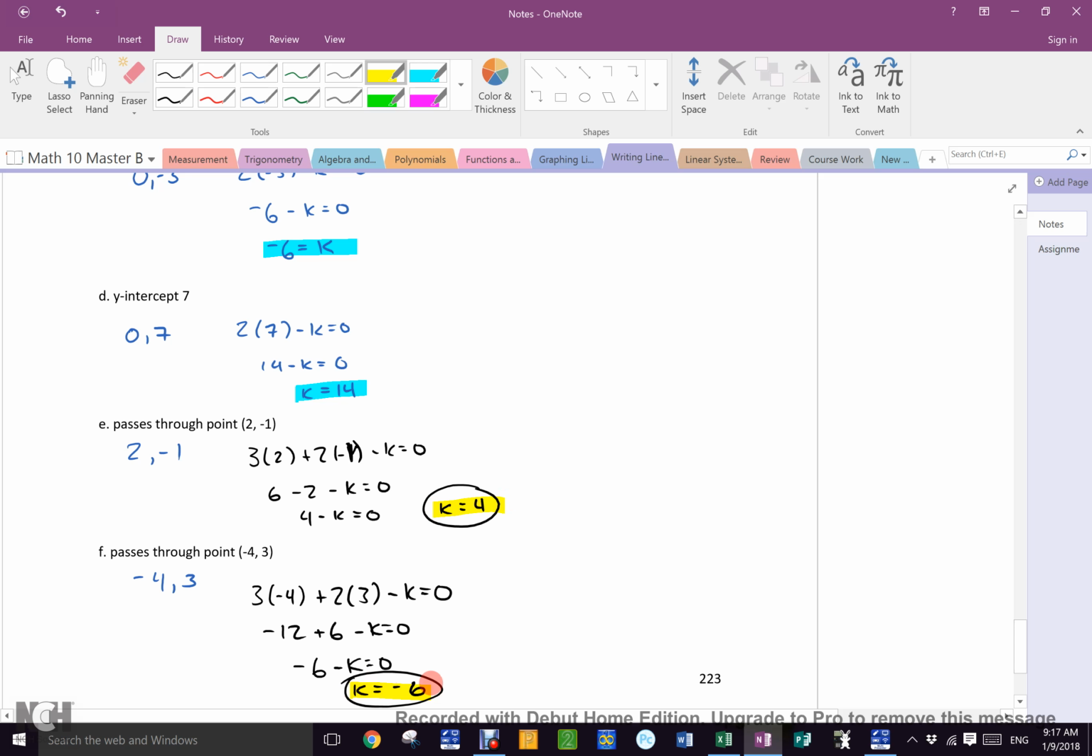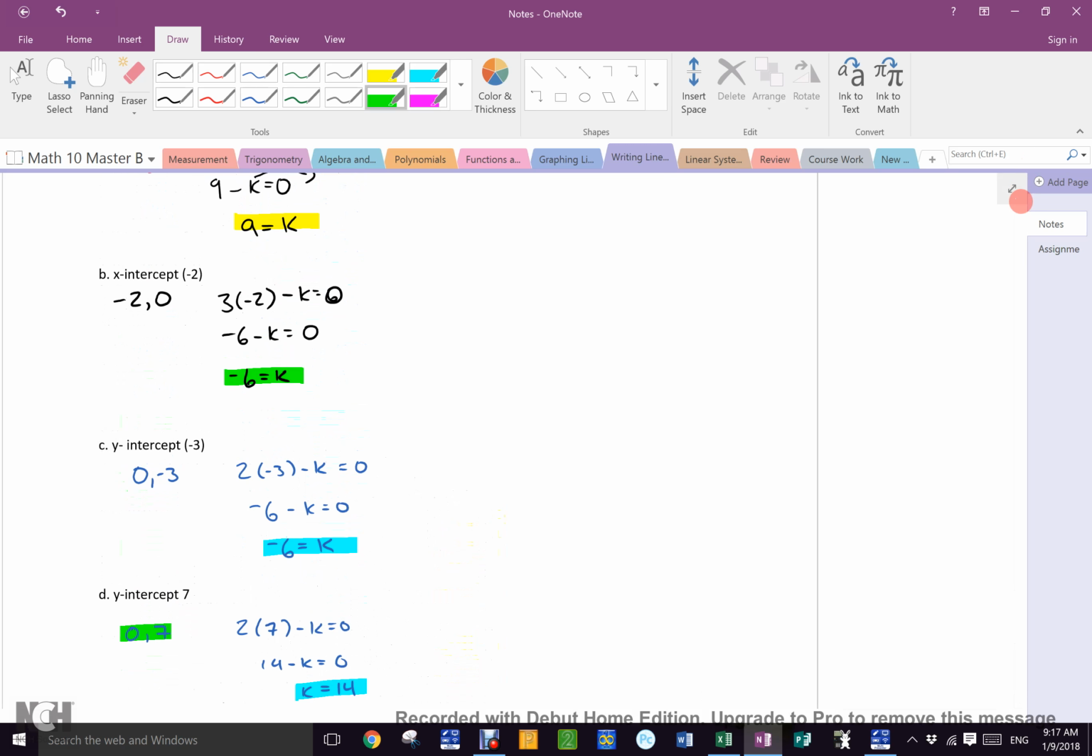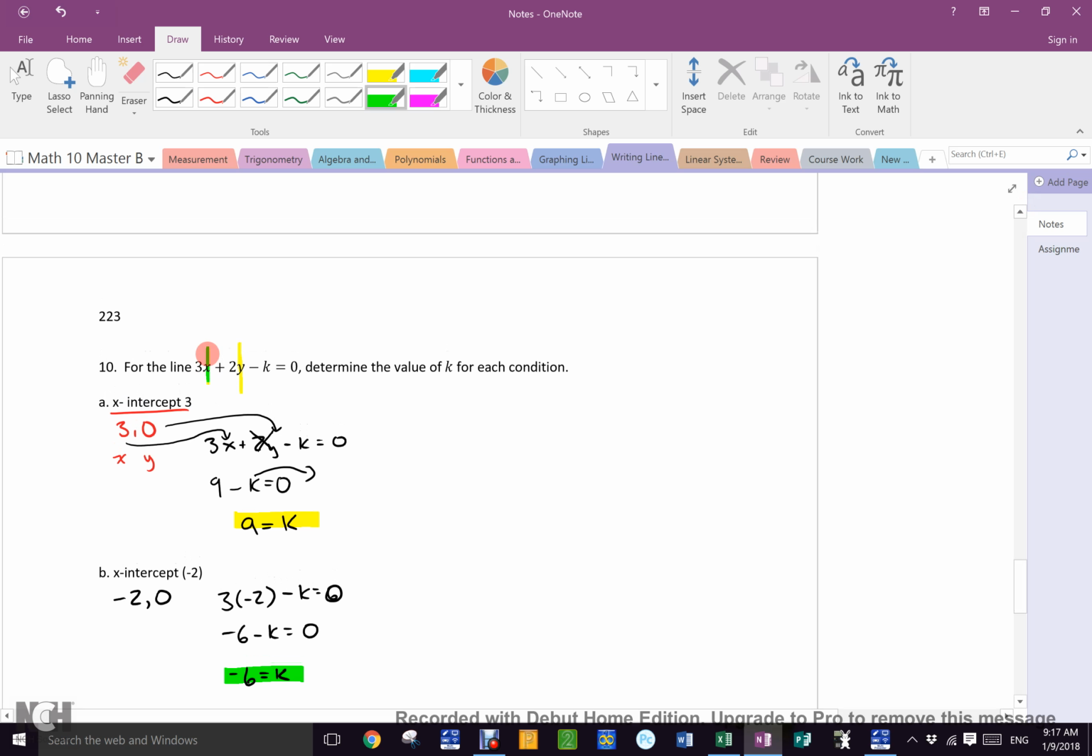And there is the rest of them. The point is, anytime you know x's and y's, where are they allowed to go? Anywhere you see an x and a y. Okay? That's the whole point. All right? I'm done.